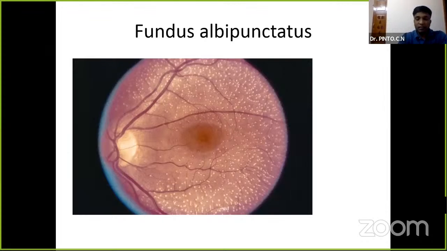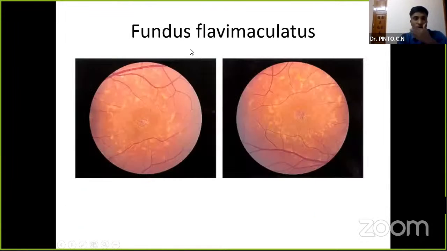Apart from that, the other option is fundus albipunctatus. Again, this is a type of retinal pigmentary change seen in the periphery of the retina, like white dots. White dots, albipunctatus. That's how you remember. Then you have the fourth option, the fundus flavimaculatus, also known as Stargardt disease.